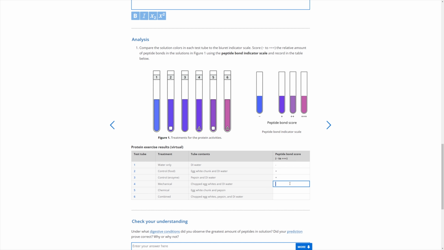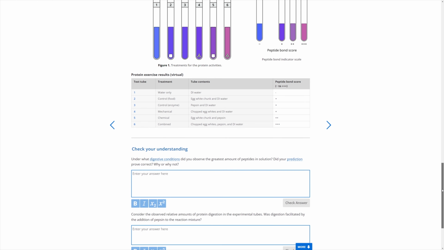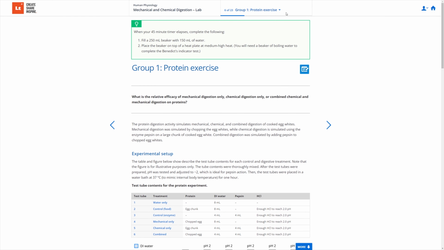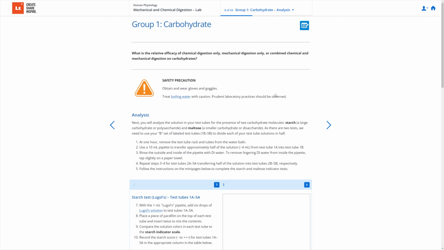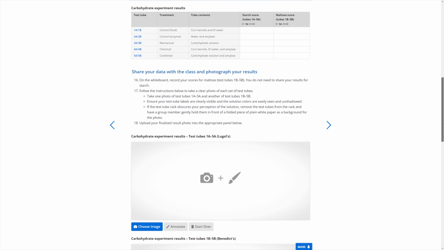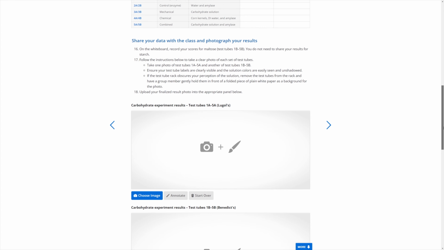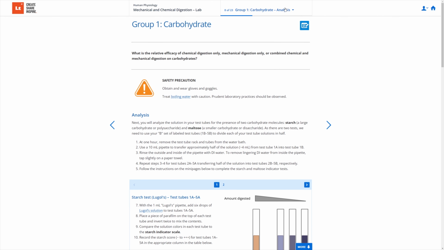Students then relate the indicator scores to the digestive treatments and compare and contrast the results of their mechanical-only, chemical-only, and combined mechanical and chemical treatments for both alternate macronutrients. After an hour has elapsed and the students have completed the virtual exercises, students will complete the analysis on their own set of experimental test tubes before combining data with their classmates.